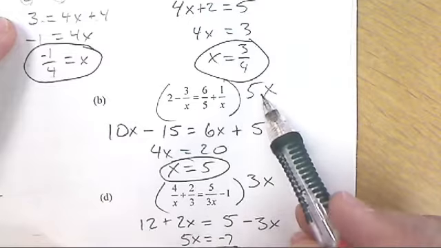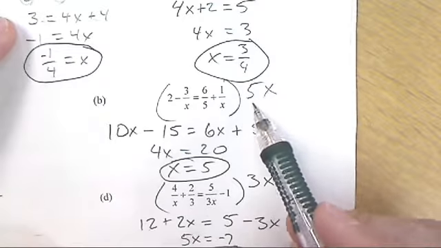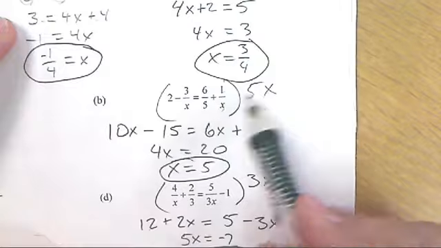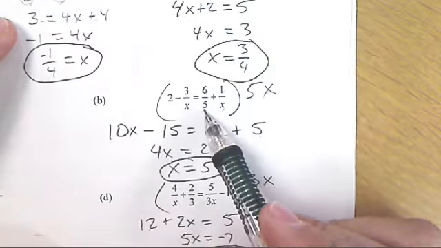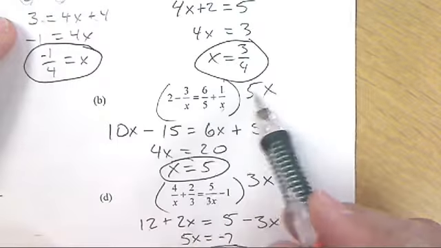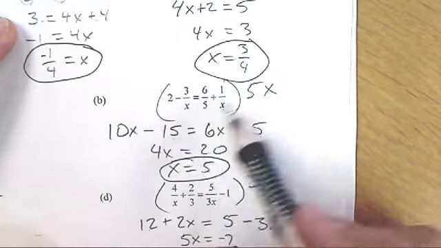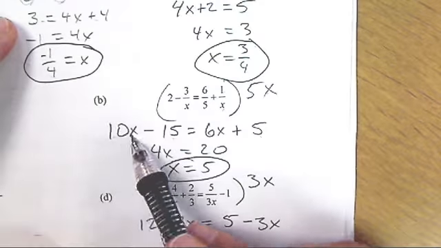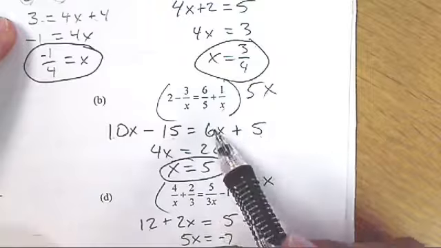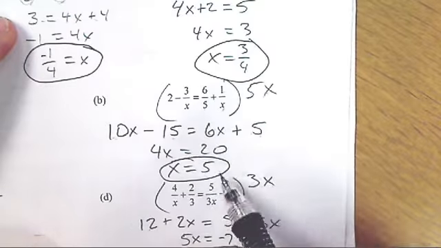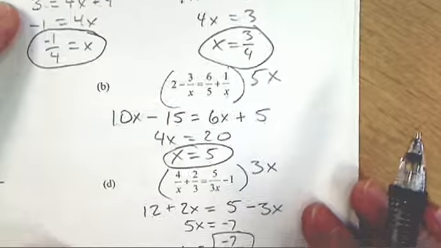Common denominator is 5x. So if you multiply it, the fractions will disappear. So I've got 5x times 1 is 5x divided by x is 5. 5x times 6 divided by 5 is 6x. 5x times 3 divided by x is 15. 5x times 2 is 10x. Subtract 6 from both sides. Add 15 to both sides. Divide. Get x equals 5.